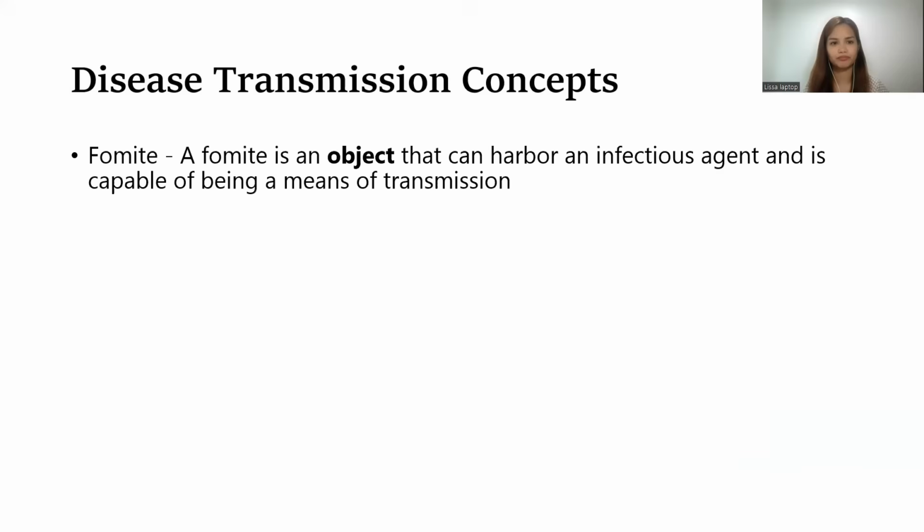Let's move to some disease transmission concepts. A fomite is an object that can harbor an infectious agent and is capable of being a means of transmission. An example is a door handle or a utensil that can harbor an infectious agent. Fomites are common routes of infection in hospital settings. For example, we have the stethoscopes, the white coats. We should always make sure to sterilize them to prevent infection or transmission from one patient to another.